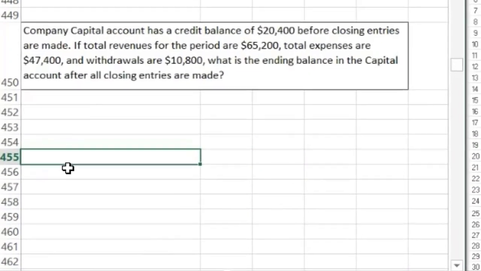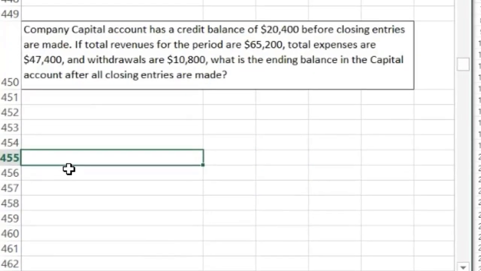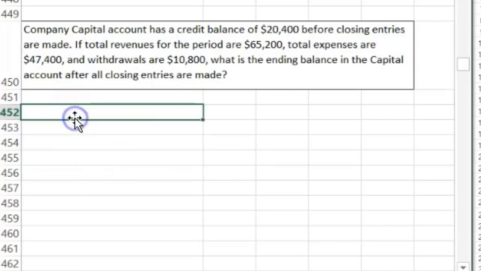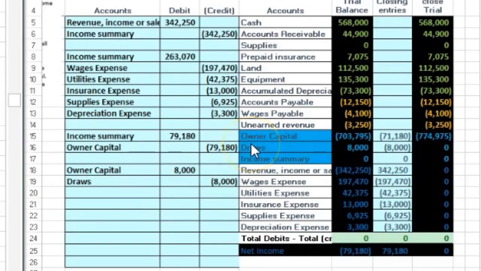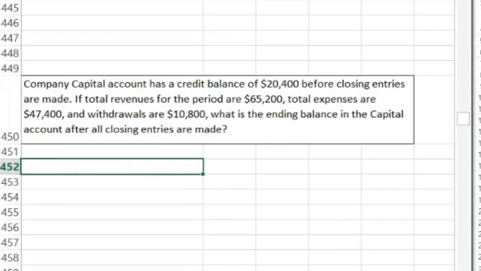Next one, we have the company capital account has a credit balance of 20,400 before closing entries are made. If total revenue for the period is 65,200, total expenses 47,400, draws 10,008, what is the ending capital account after closing? So once again, we're just going to plug this into the formula. We could do the journal entries on this, but we'll just plug it into the formula here. So we're going to say that the beginning capital, remember, that's going to be our capital account kind of here, is what they gave us.